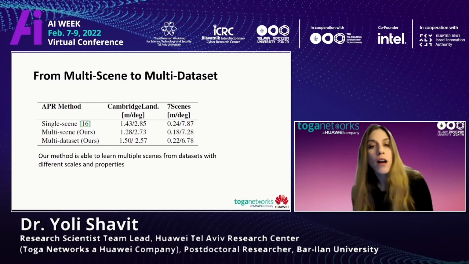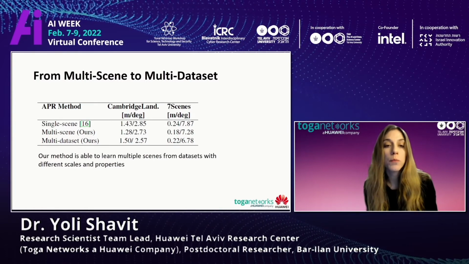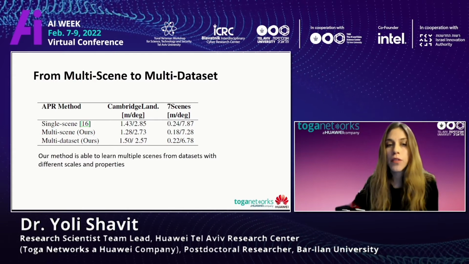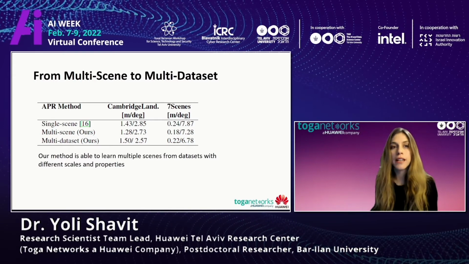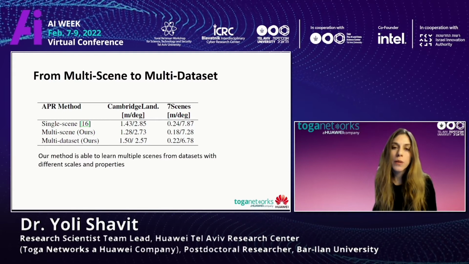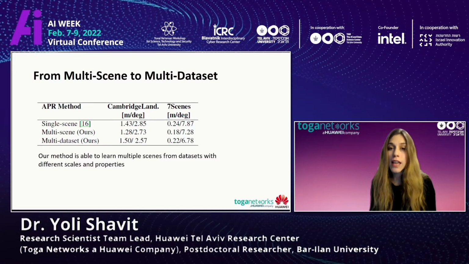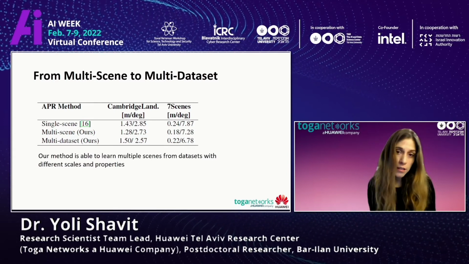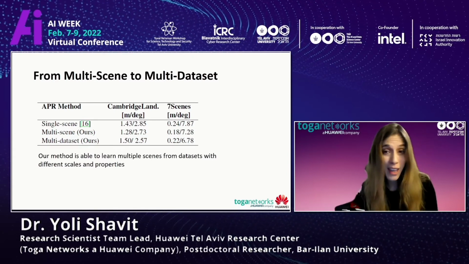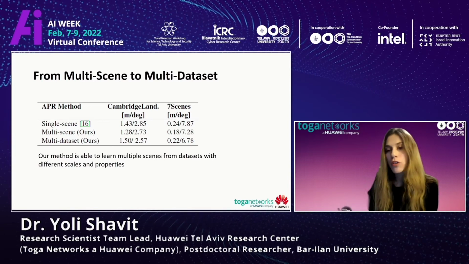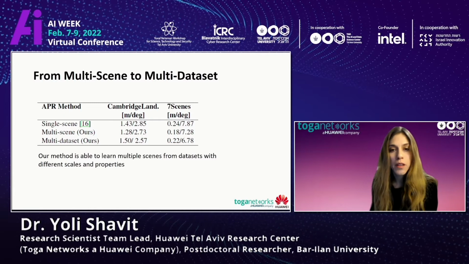Now, up until now, I discussed learning multiple scenes from the same dataset. But we asked ourselves, can we go beyond that? Can we learn multiple datasets together? So consider the Cambridge landmarks and the 7 scenes datasets. The Cambridge landmarks is an outdoor dataset captured in the city of Cambridge in the UK. The 7 scenes is an indoor dataset, small scale, captured in an office building.